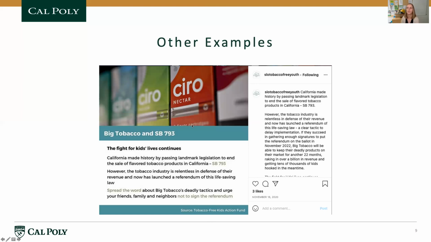So there are a lot of social media messages. Usually with these, if you can find a national organization or a different organization that has a really nice one, I would just use theirs because they always look better. For example, with SB 793, the Tobacco Free Kids Action Fund had a bunch of stuff that you could just reshare. And it looks way better than anything I would make, I'm going to be honest with you.